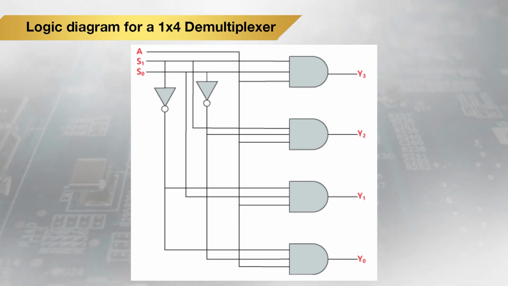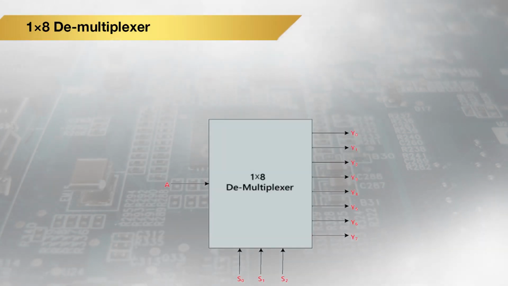So if we consider a black box outside this logic circuit, we will have a single input line A along with 2 selection lines S0 and S1, and we will have 4 outputs, that would be Y0, Y1, Y2 and Y3. So let's move ahead now and discuss the 1x8 demultiplexer.